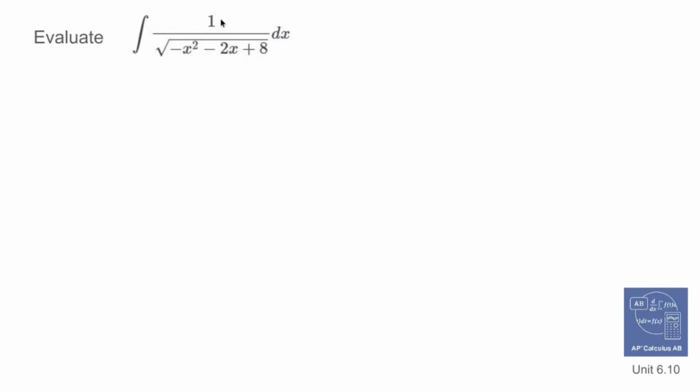Evaluate the integral of 1 over the square root of a quadratic. When I have the integral of 1 over the square root of a quadratic, I want to try to make it look like 1 over the square root of a quadratic of a certain form and see if I can pull this off. If I can do that, I can think inverse sine thoughts, because the inverse sine comes from this.